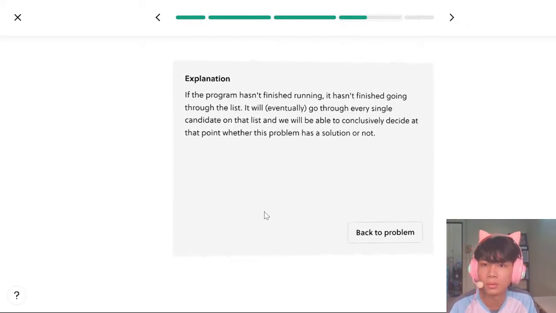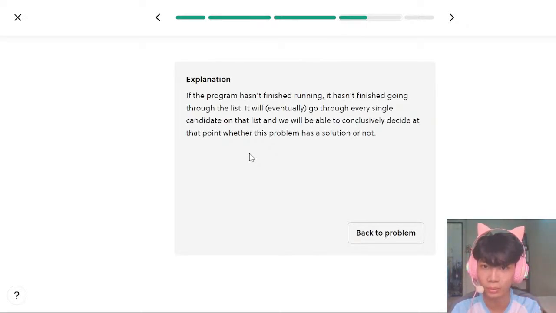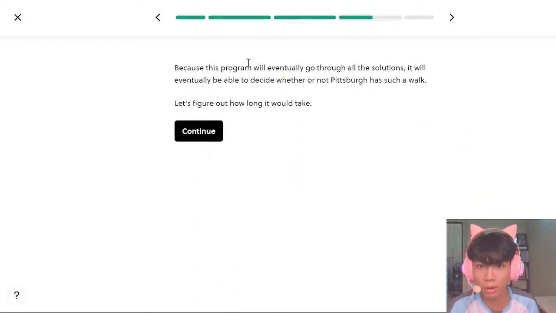If the program hasn't finished going through the list, it will eventually go through every single candidate on that list, and we will be able to conclusively decide at that point whether this problem has a solution or not. Because this program will eventually go through all the solutions, it will eventually be able to decide whether or not such a path exists. Let's figure out how long it will take.